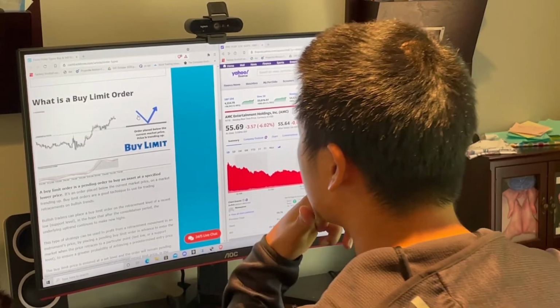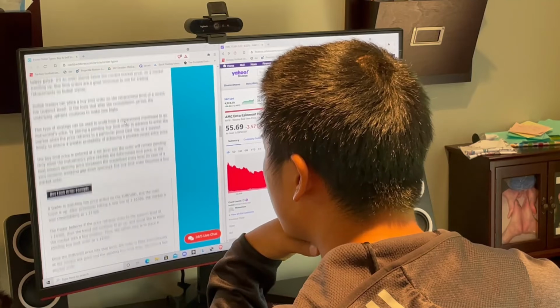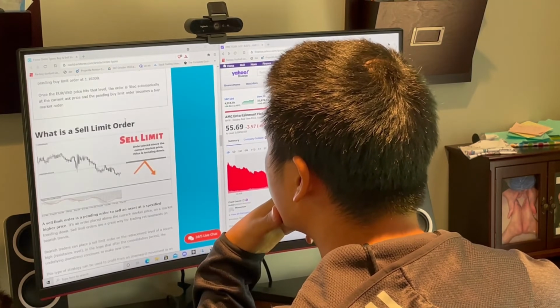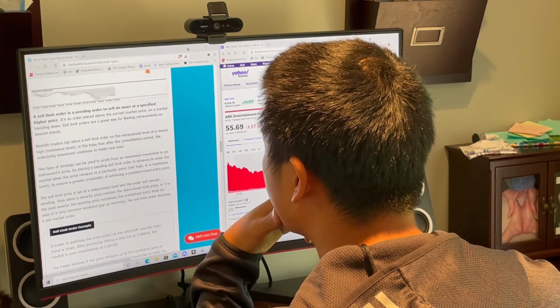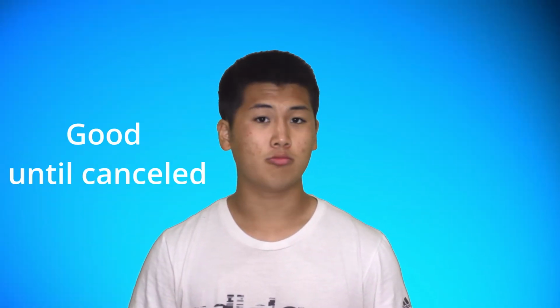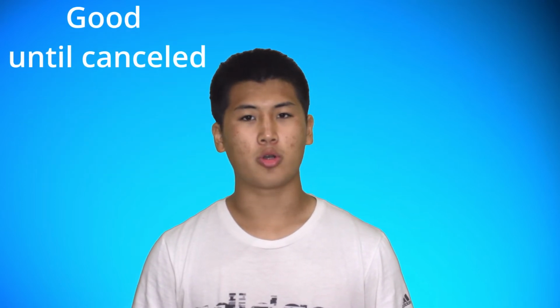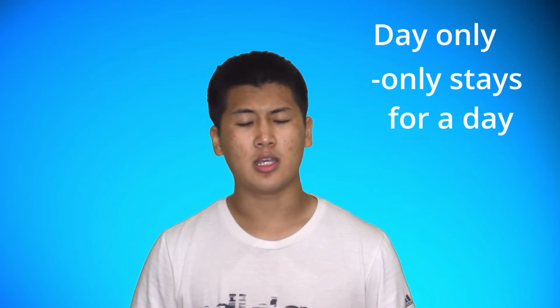Let me give you an example. Let's say recently an investor wanted to get in on AMC at $52 and the current price was $57. They could enter a limit buy order, which means that the order would only trigger if the stock price goes below the 52 mark. Now this investor has an option. They can set the limit order at either good till canceled or day only. Now if they set it to good till canceled, this means that the limit order would still be in effect until they canceled it. Now day only is in the name. The limit order only stays for a day.